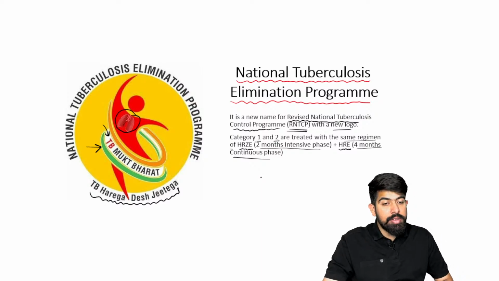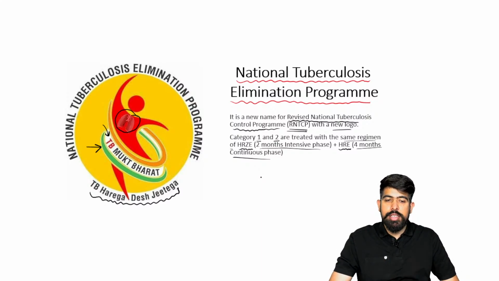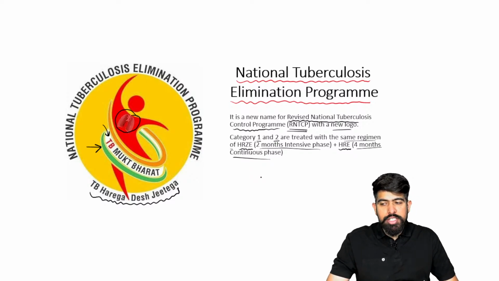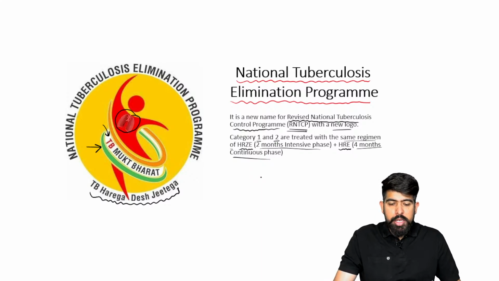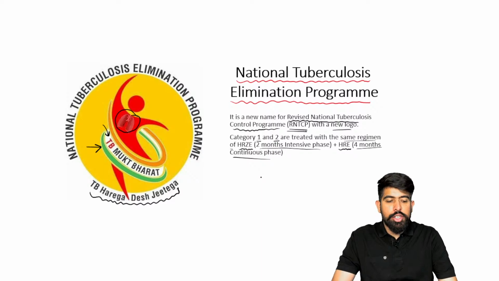So this is the image of the National Tuberculosis Elimination Program. Just remember, category 1 and category 2 are treated with the same regimen only. The 2 months is your intensive phase, and the next 4 months will be your continuous phase. I hope you studied the anti-tuberculosis drugs well in your pharmacology and medicine subjects.